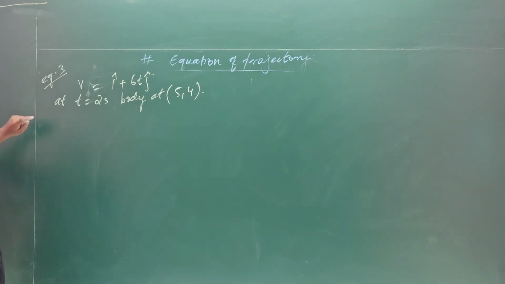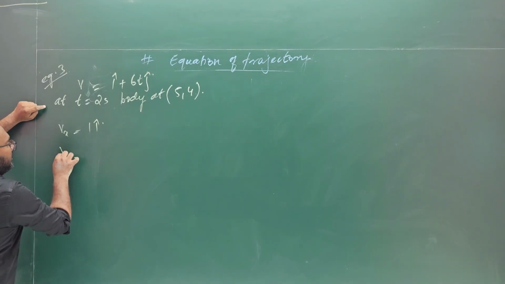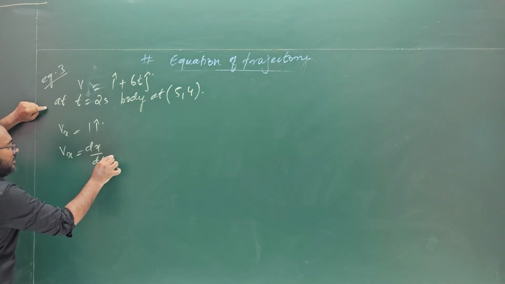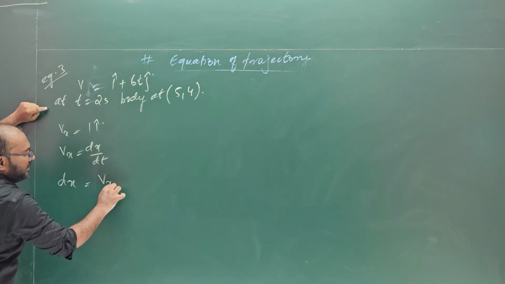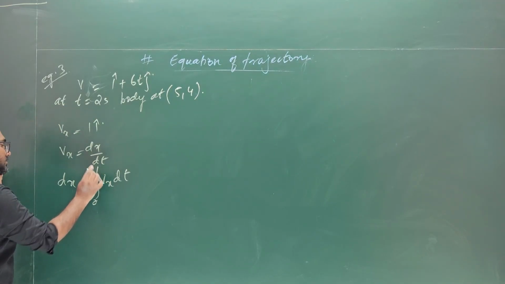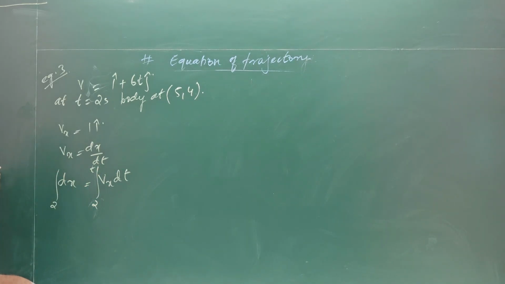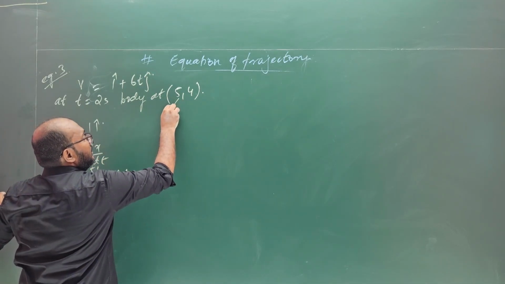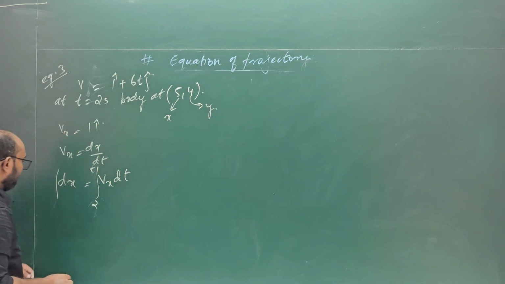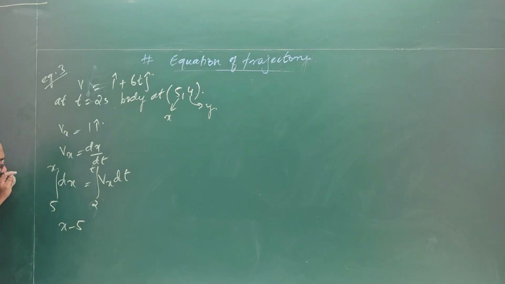So separating the Vx first. Vx is nothing but 1 i cap, or this can be written as Vx is equal to dx upon dt, or dx is equal to Vx dt. This time period is given from, not 0, at 2, to t, and this one will be from 5. This is your x value, and this is your y value now. So at t is equal to 2 seconds, body is at 5. Let's say this is at x. Then this can be written as x minus 5, upper limit minus lower limit. Remember, right? Yes, okay, thank you.